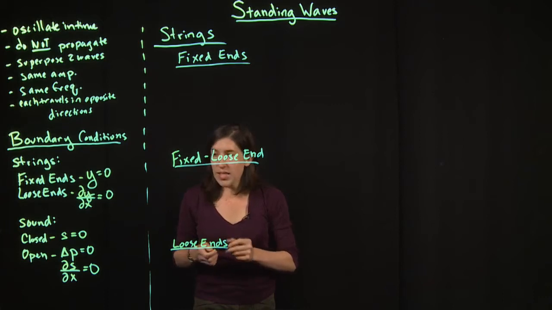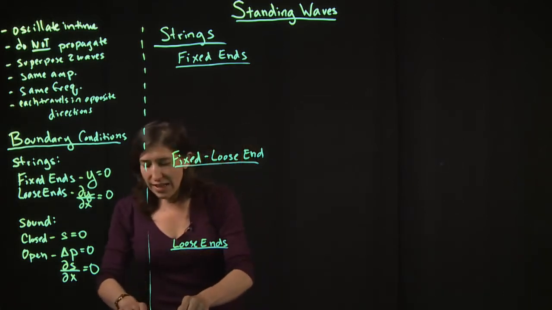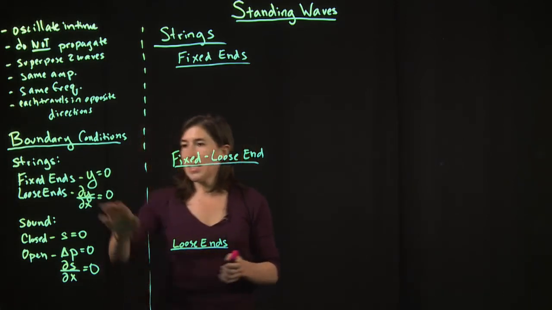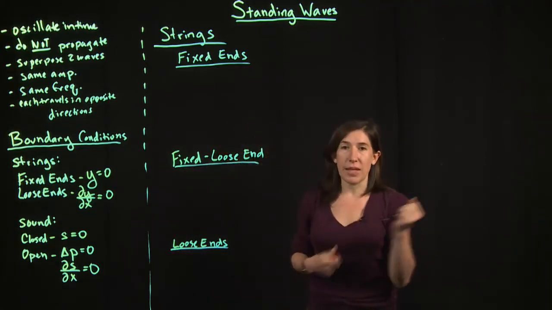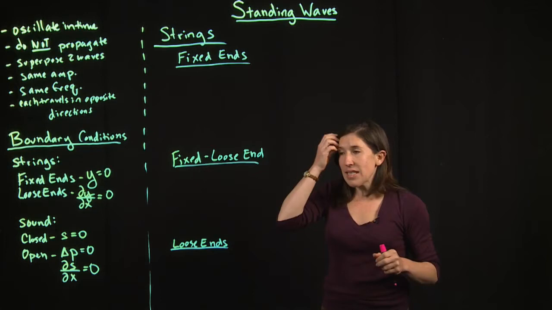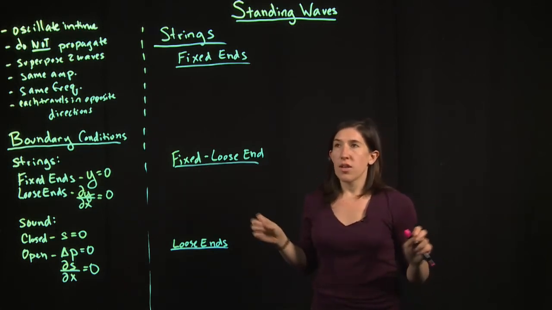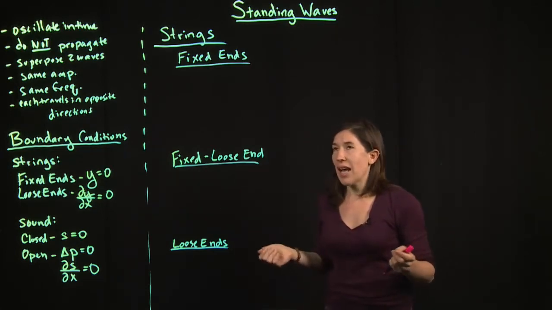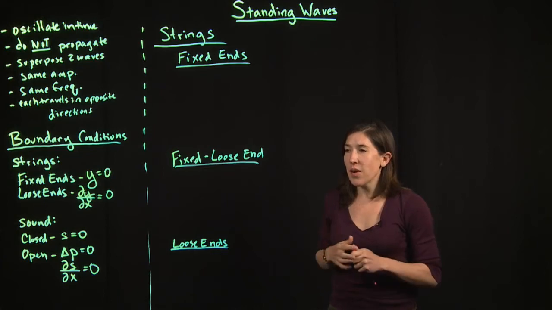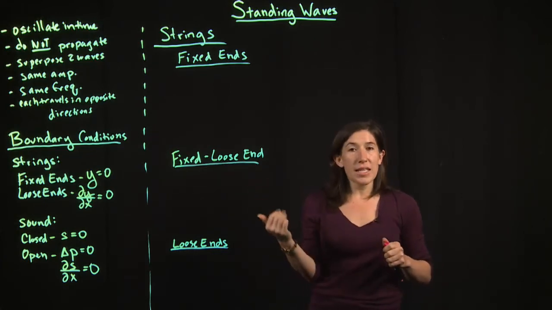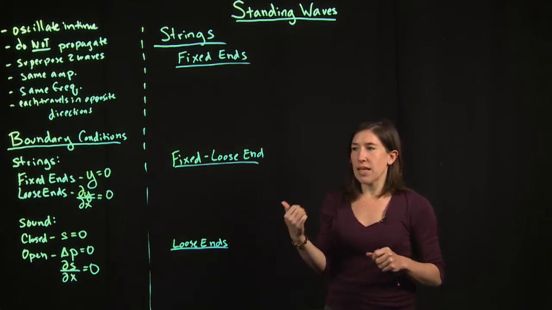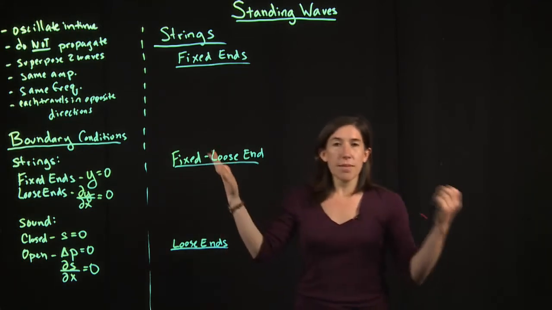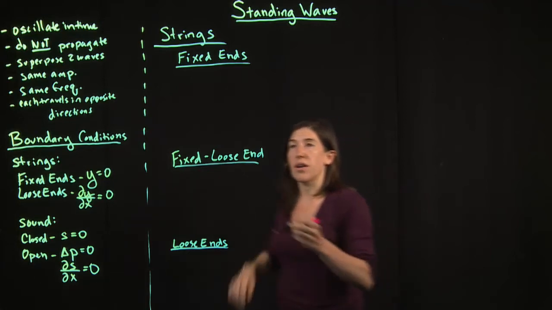All right, so what we saw is that, or what we said, is that for strings, if we have fixed ends, then we have 0 displacement. And what that means is that we have a node. So terminology that I have not yet introduced in this video is if you have a displacement node at a particular place, what that means is that is a place where your displacement function goes to 0 at all times.